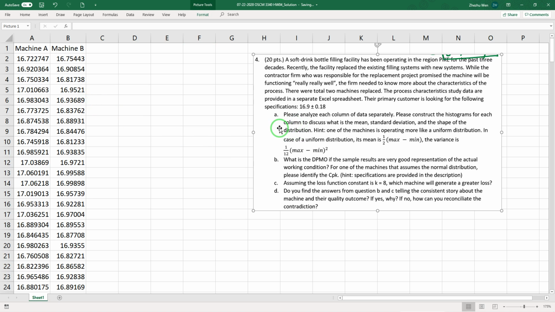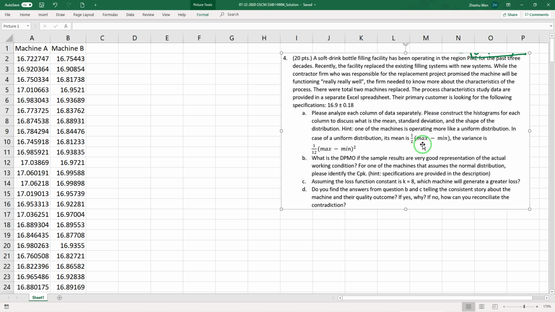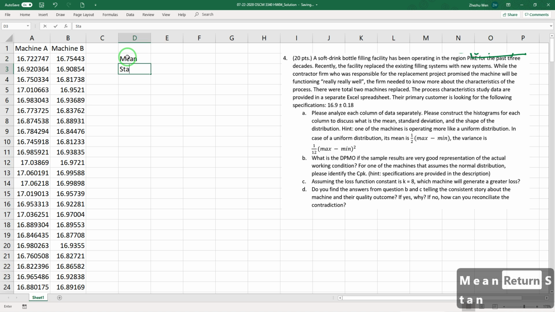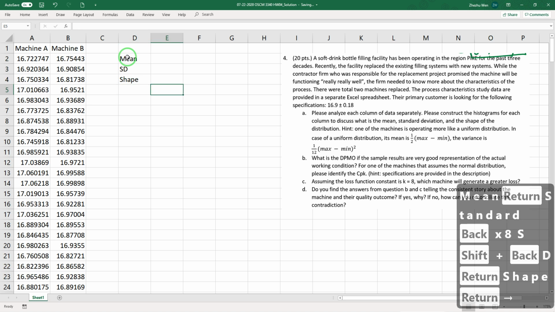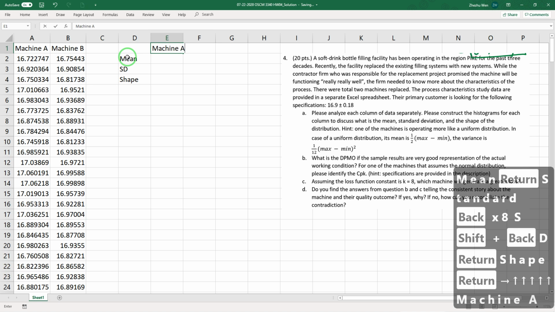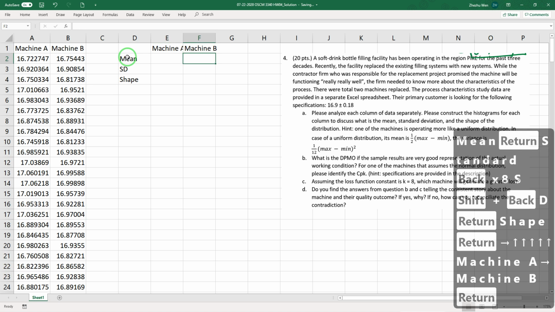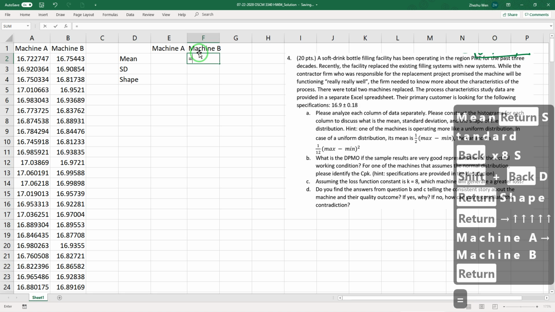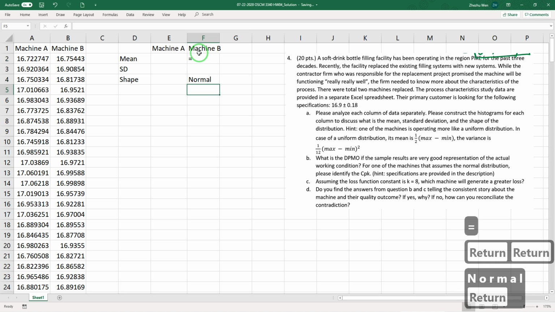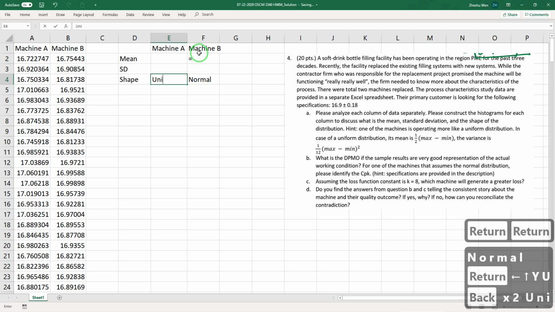So the first question is asking, please analyze each column of data separately. Please construct a histogram for each column to discuss the mean, standard deviation, and the shape of the distribution. So for mean, SD, and the shape, here we have machine A and machine B. Because B is normally distributed, and A is uniformly distributed.